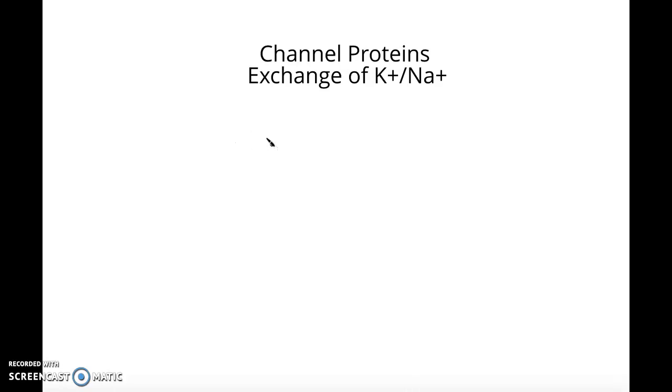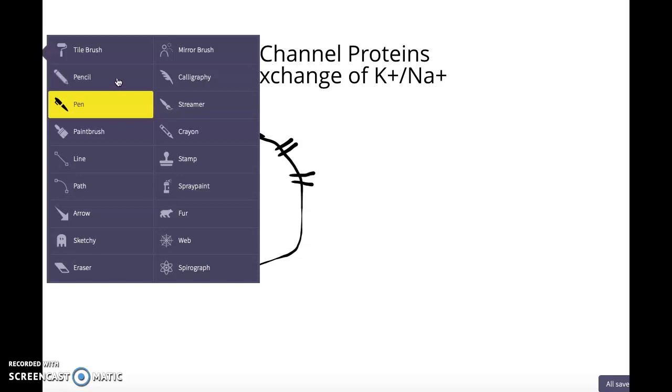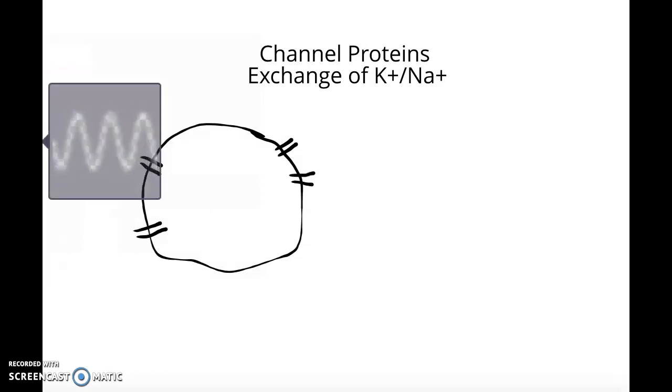So first, what we need to do is draw a cell. So this is the cell. This is the cell membrane here, so anything inside of the circle is going to be intracellular. Anything outside of the circle is going to be extracellular. So along the cell membrane, we have a bunch of little channels. They're like little holes in the membrane. And these allow for the exchange of nutrients and waste. Importantly, for our purposes, these allow the exchange of sodium and potassium.